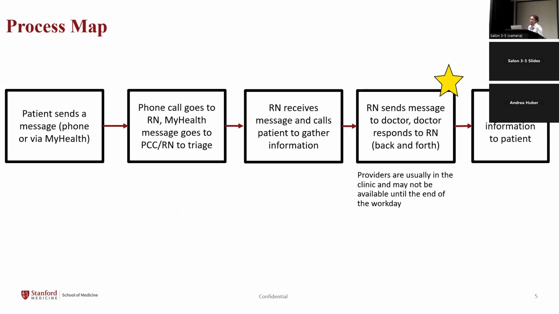The current process map looks like this. The patient sends a message or calls in. The RN picks up the message, calls back the patient, gets all the information, and talks to the provider. There's a lot of back and forth as to what the optimal settings might be. And then the RN responds back to the patient with the settings.